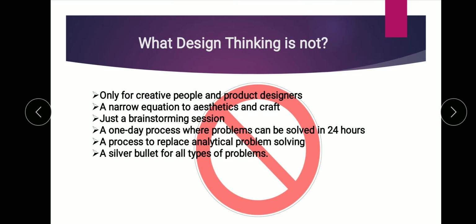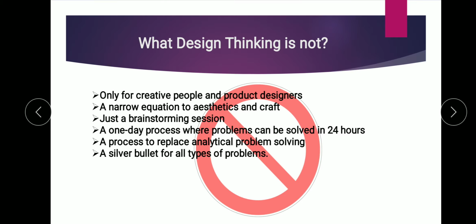So what design thinking is not: it doesn't mean that design thinking is only for creative people. You also can develop your design thinking skills. Maybe at the end of this online course, you could have developed your design thinking skills by looking at the various use cases that I'll be talking about. And it's not a narrow equation to aesthetics and craft. This is a very broad aspect. This is not a narrow equation at all.